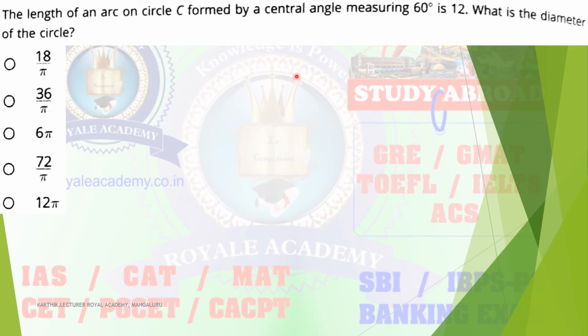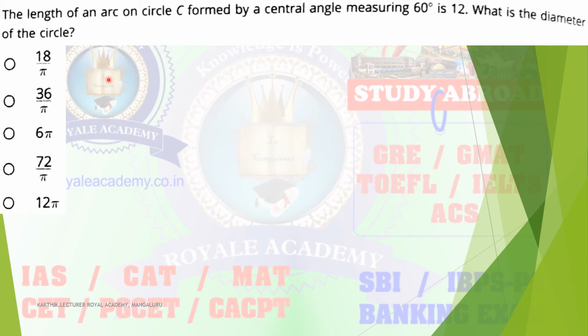Next, the length of an arc on circle C formed by a central angle measuring 60 degrees is 12. What is the diameter of the circle? You have to determine the diameter of the circle. So how to determine it? What relationship is given?